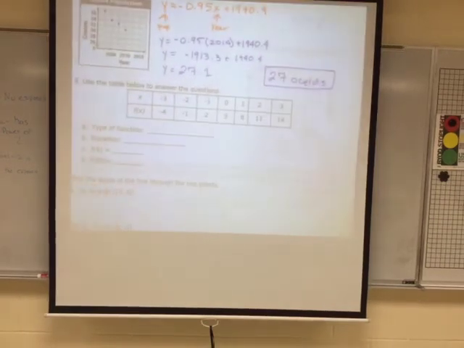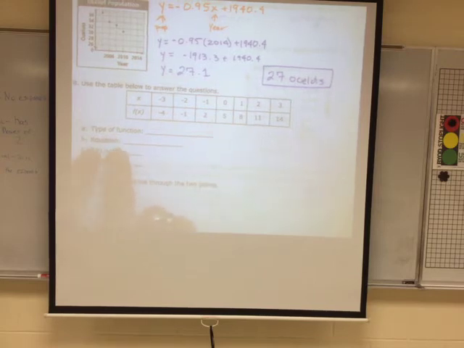Number 8, we're going to use the table below to answer the question. So again, we're going to do a regression. I don't know if this is linear yet. So we're going to identify the kind of function. We're going to decide is it linear, quadratic, or exponential. We're going to do the regression to write the equation, and then we're going to find some function values.